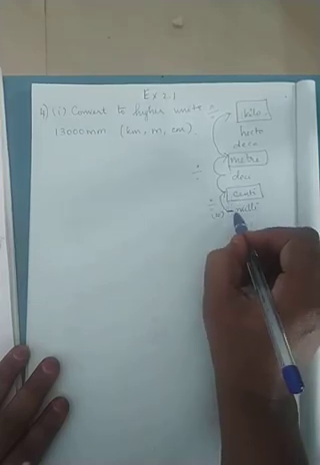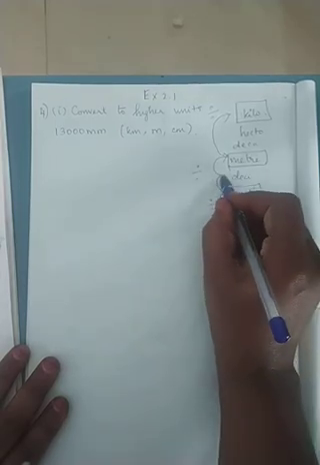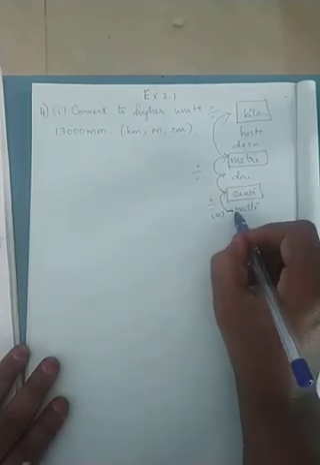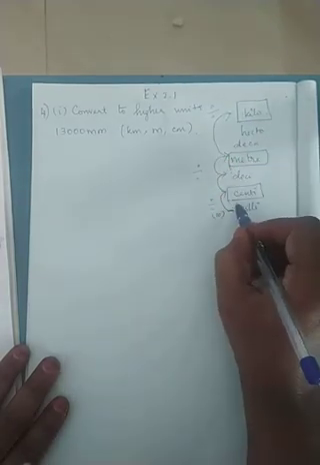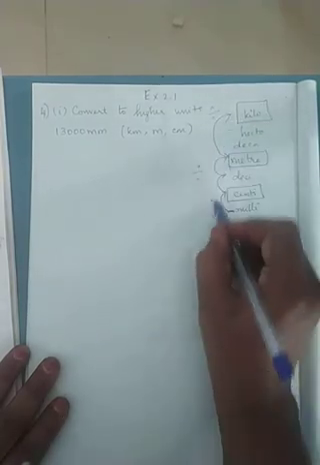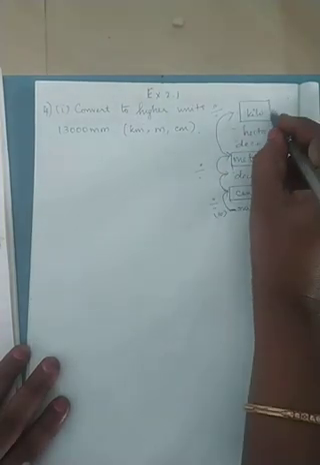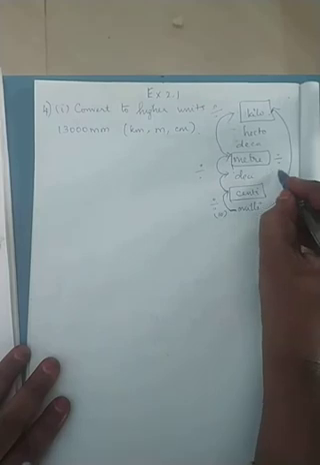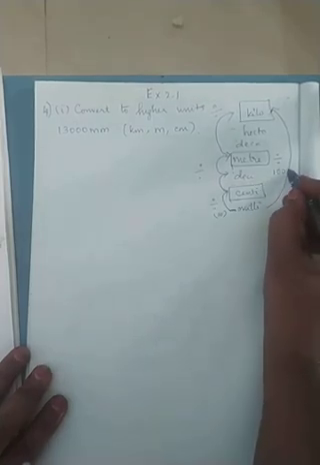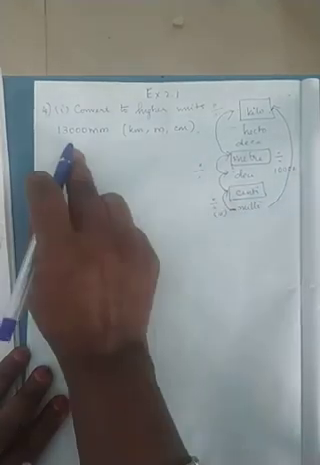From milli to meter, how many steps are there? 1, 2, 3. So there are 3 steps. Whereas from milli to kilo, how many steps are there? 1, 2, 3, 4, 5, 6. So there are 6 steps. So from kilo to milli, there are 6 steps. So I have to divide it by 1 followed by how many zeros? 6 zeros. So 3 zeros, then 4, 5, 6 zeros. I will be doing that now.